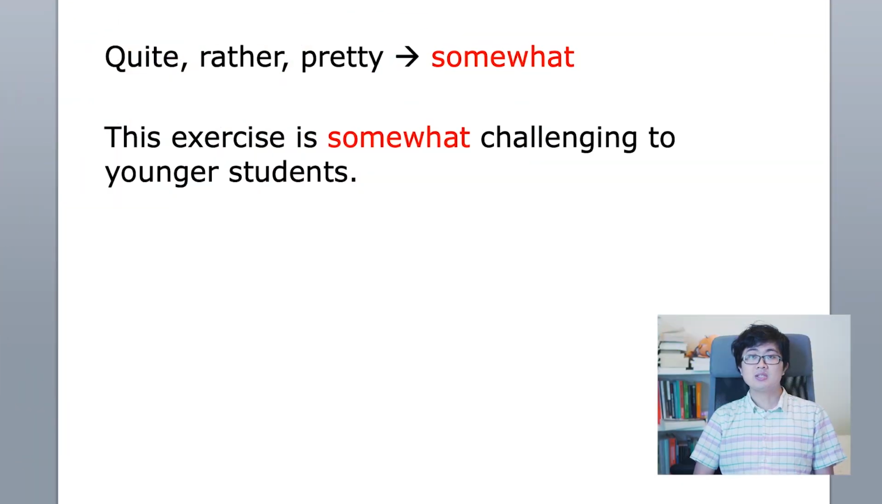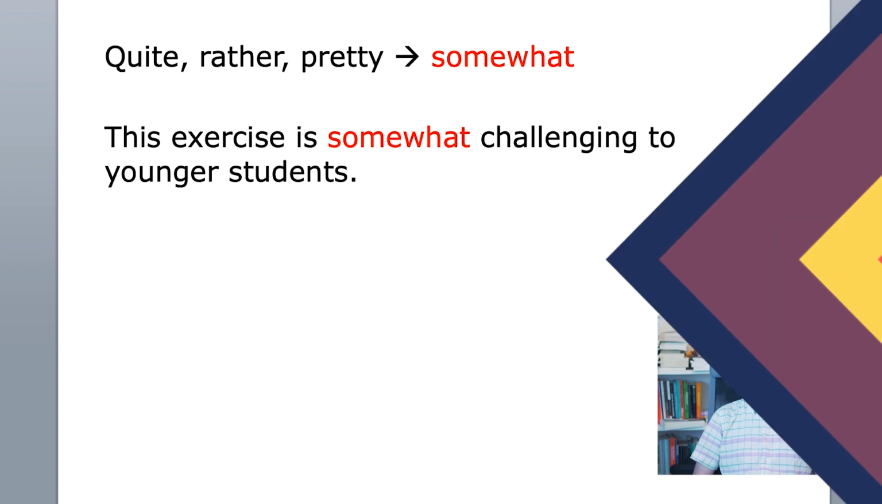The next one, instead of all of these degree words like quite, rather, pretty, you can use somewhat. Somewhat is a formal word for degree. For example, this exercise is somewhat challenging to younger students, instead of pretty challenging or quite challenging.